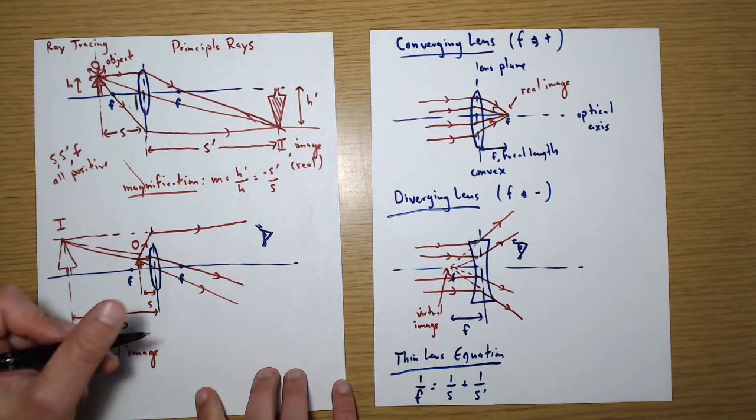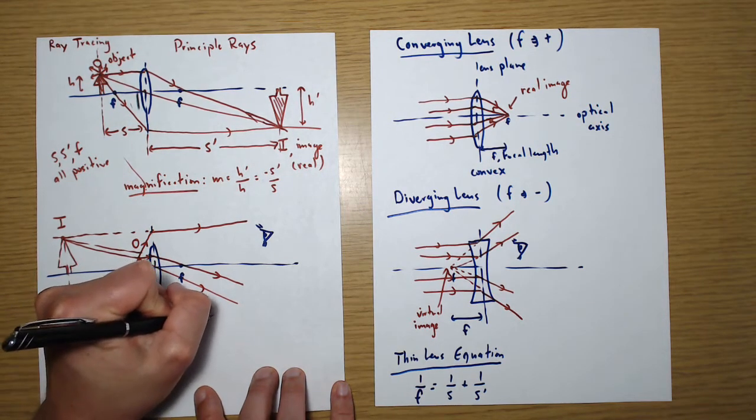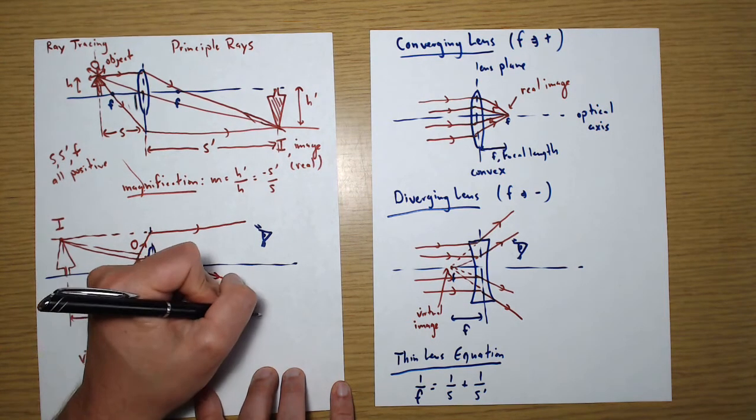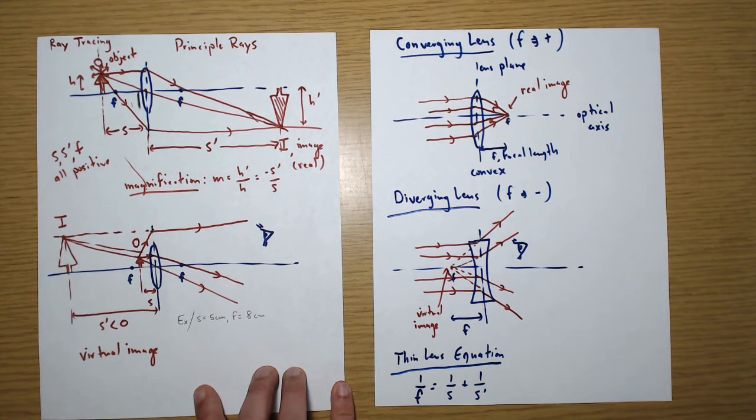Just so you see practically how this works, let's say that you're given S equals 5 centimeters and F equals 8 centimeters. And the question is, find the image location. Is it real or virtual? And what's the magnification? Well, just by drawing the principal rays, we've already determined it's a virtual image. So let's determine where that image is located.